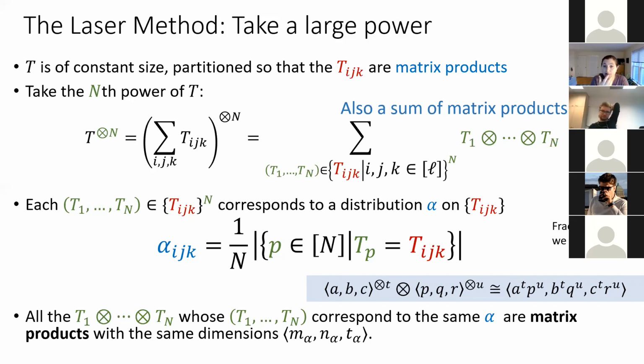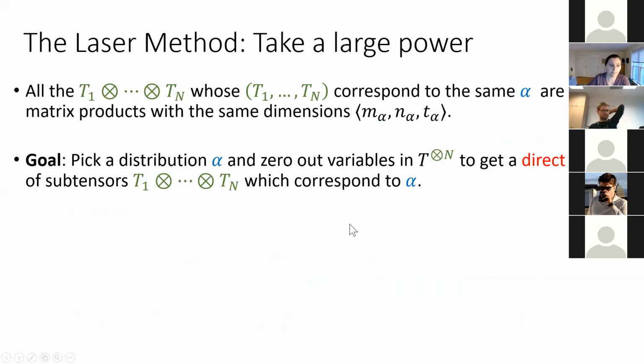So, in other words, we can group these terms over here according to the distribution of the Tijk's for them, and every group will correspond to the same matrix product. All right. Now, what is our goal?